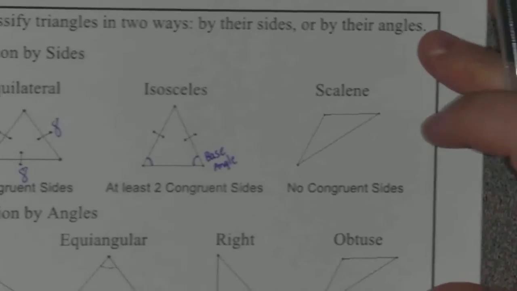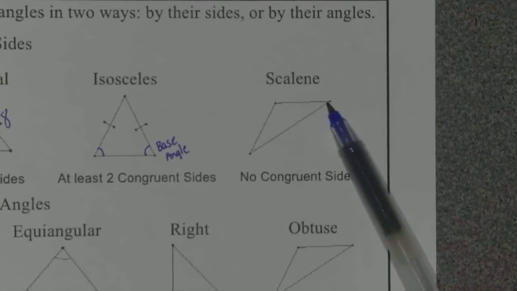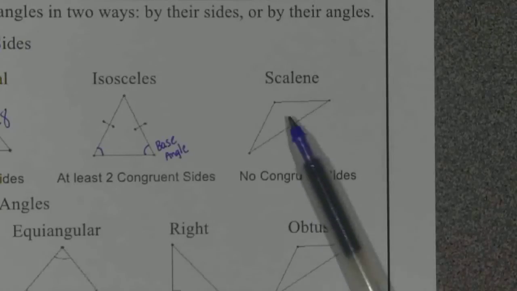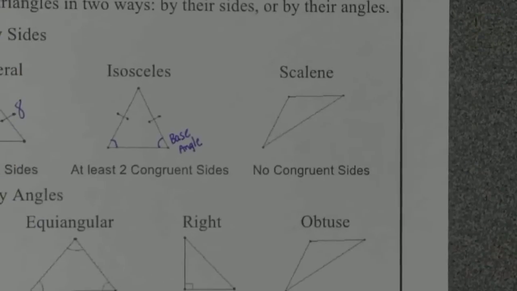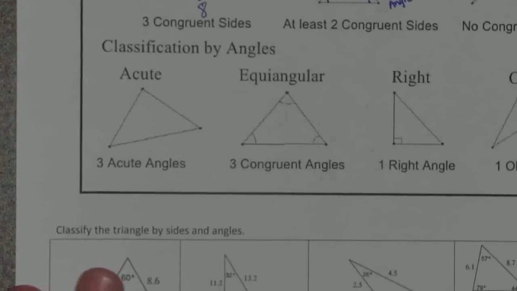Okay? The next one is called scalene. When we have a scalene triangle, it's when we don't have any sides that are congruent. So all three sides measure different measures. You can almost make that a parallelogram. I think that's what it's called.